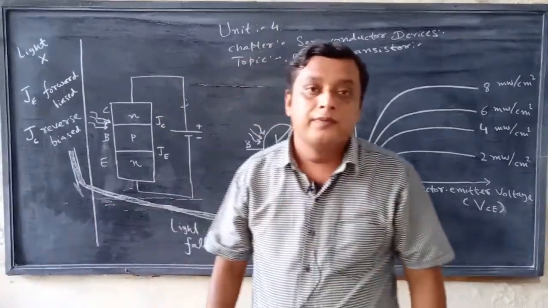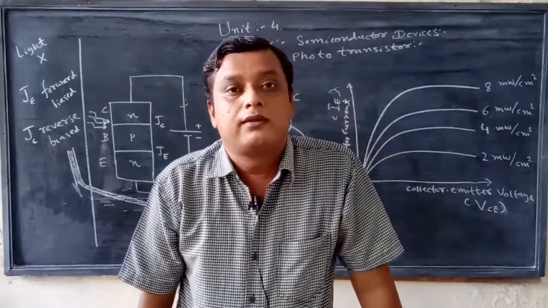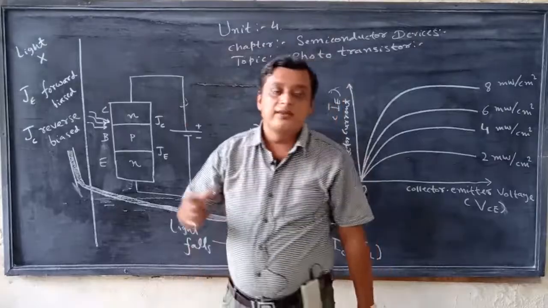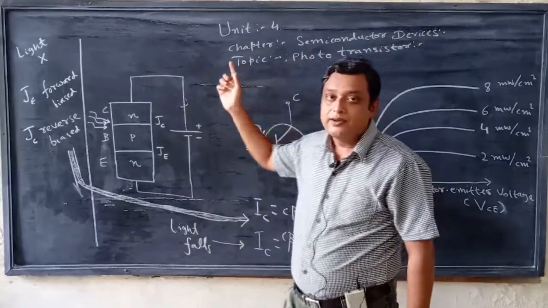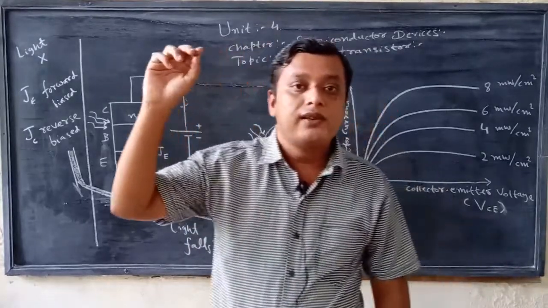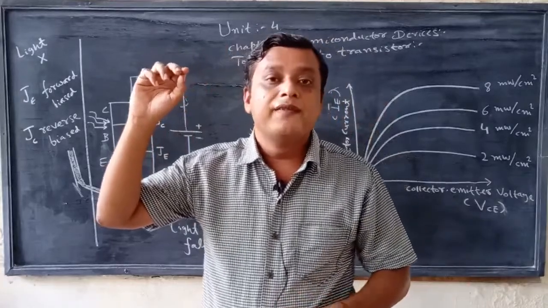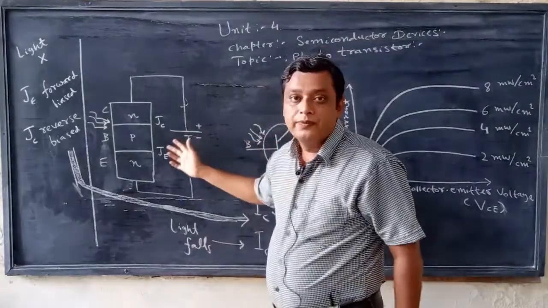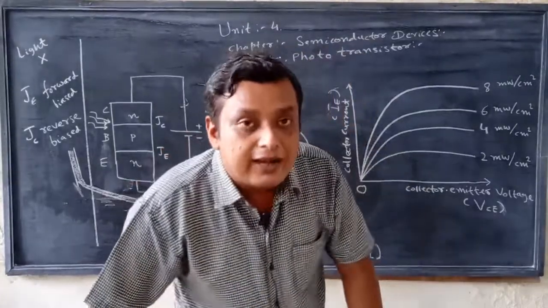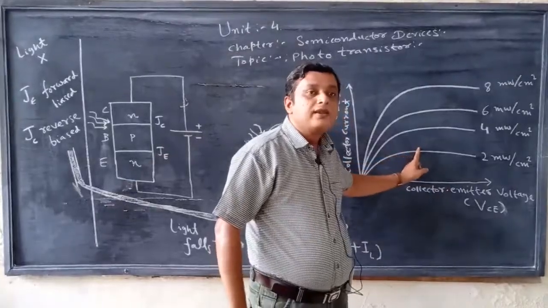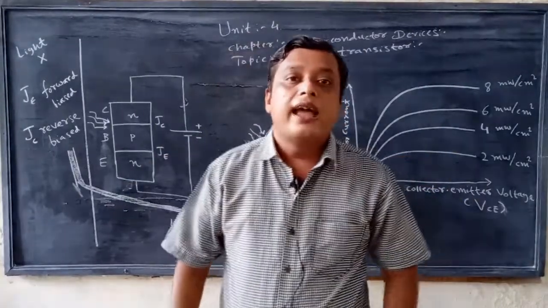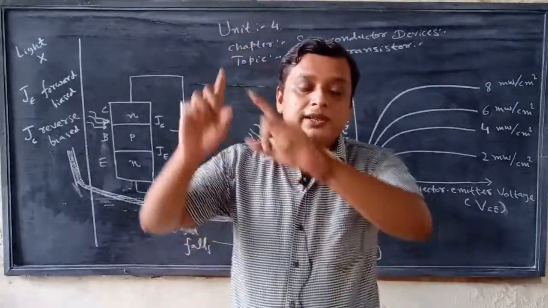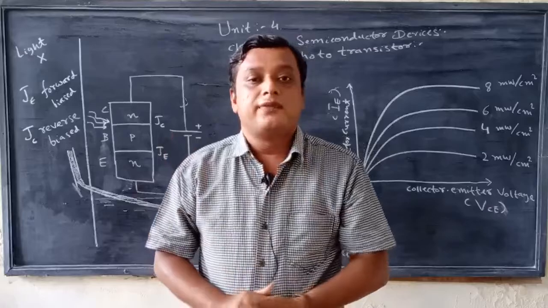So the main order of headings for the answer to this question on the phototransistor: first, the basic principle. After completing the basic principle, we will move to the working, schematic diagram, symbol, characteristics, applications, advantages and disadvantages. So this will be the basic structure of the answer.